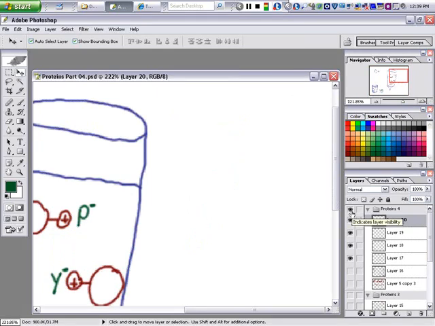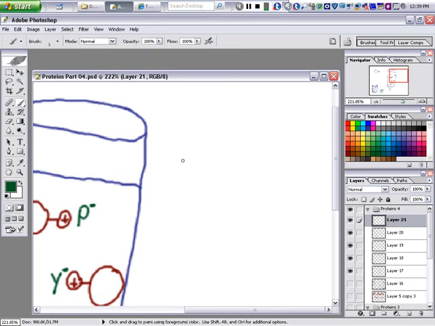Getting something that's stuck to a column off of the column, that process has a special name. I'm going to give you that name first. If you want to get something off of a column, you want to elute it. So the process of removing something from the column is called elution. So we want to elute the protein from the column, and that's called elution.